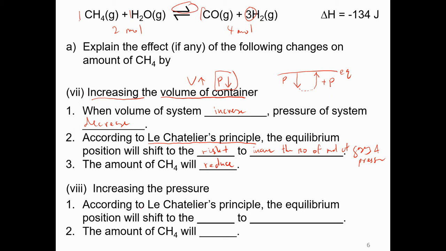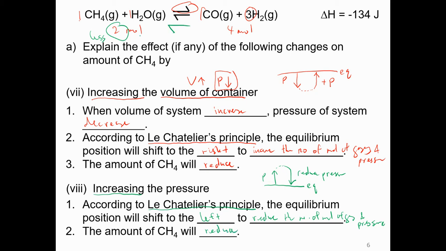Okay, now another one. Let's use another color. Increasing the pressure. According to Le Chatelier's principle, what happened? If I increase the pressure, to get back to equilibrium, I need to reduce the pressure. If I need to reduce the pressure, I need to go for less number of mole. So it will shift to the left to reduce the number of moles of gases and to reduce the pressure. So the amount of CH4 will increase because it shifts to the left. So more CH4 will form.